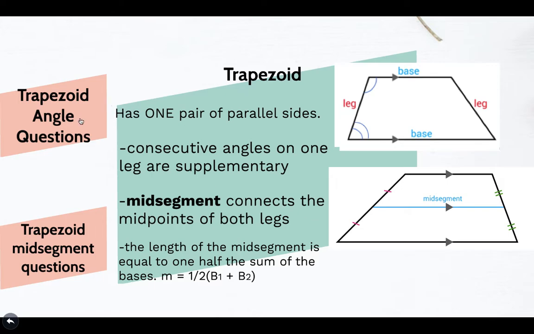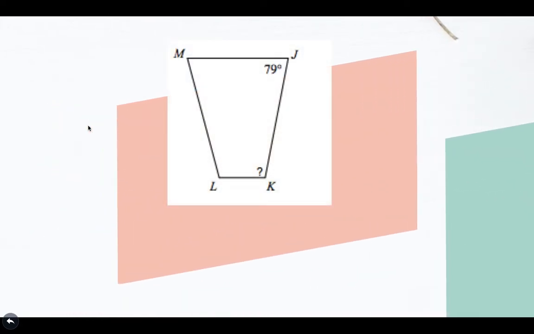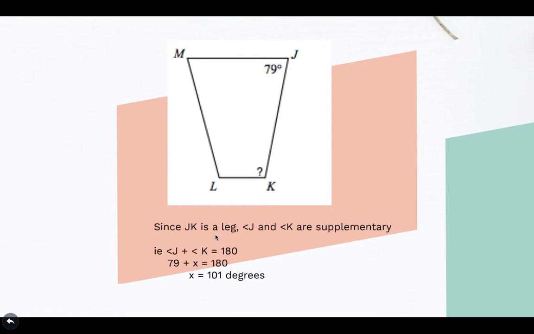Okay? Let's take a look at some questions that you would see with trapezoids regarding their angles first. Okay. So here's a trapezoid. We see that MJ and LK are the parallel bases, and these are the non-parallel legs. So we have 79, and this angle K we need to find. So they are consecutive angles on one leg, so we know they're supplementary, and we know that they're going to add up to 180. When we subtract 79 from 180, we're left with 101 degrees for angle K.